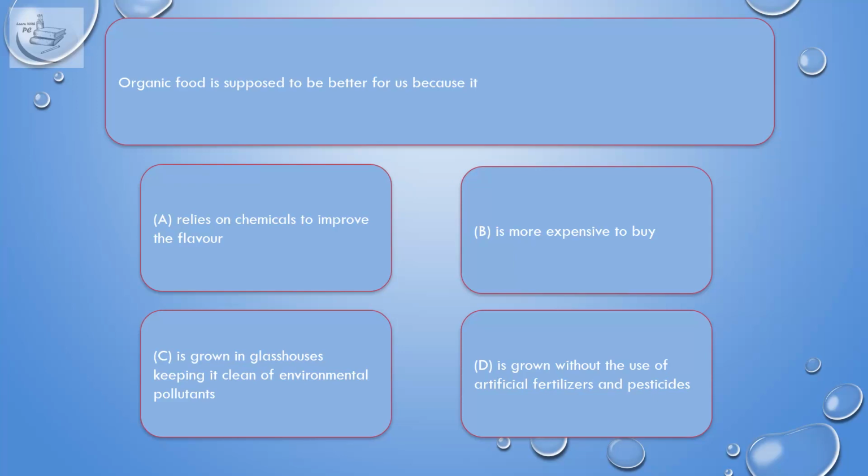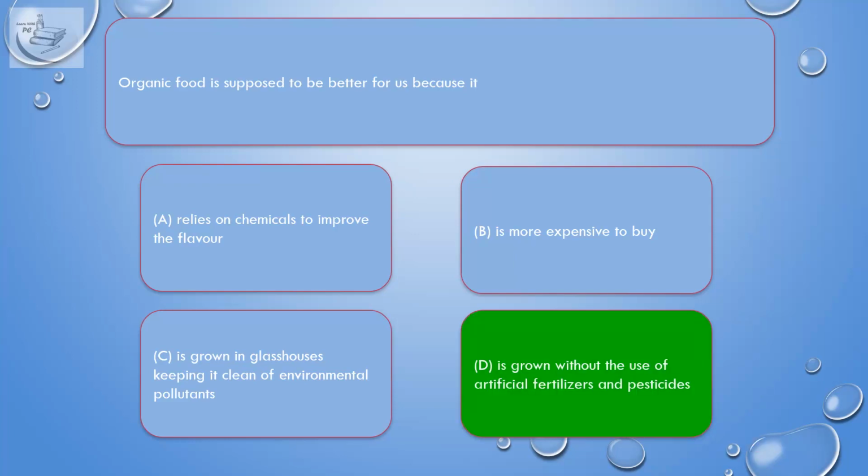Question: organic food is supposed to be better for us because it A. relies on chemicals to improve the flavor. B. is more expensive to buy. C. is grown in glasshouses keeping it clean of environmental pollutants. D. is grown without the use of artificial fertilizer and pesticide. Correct answer is D. is grown without the use of artificial fertilizer and pesticide.